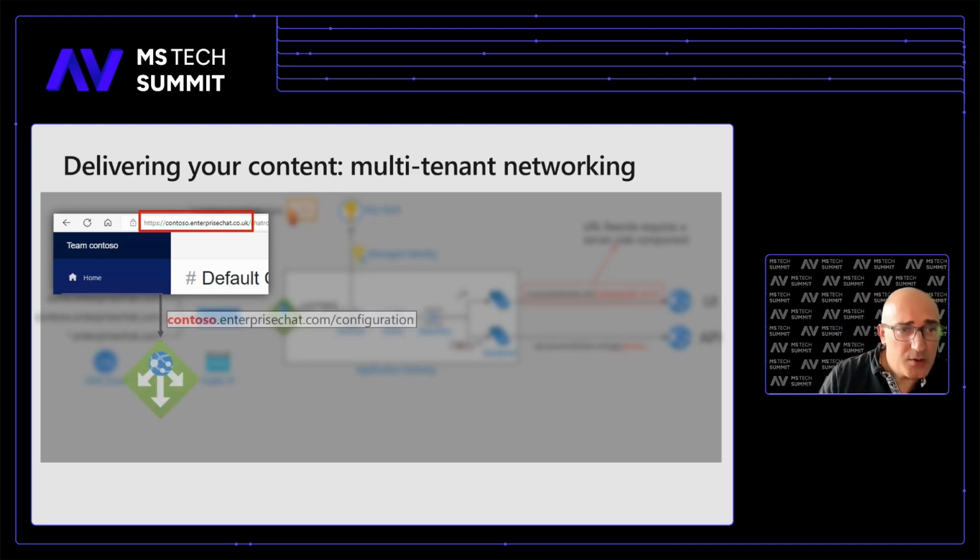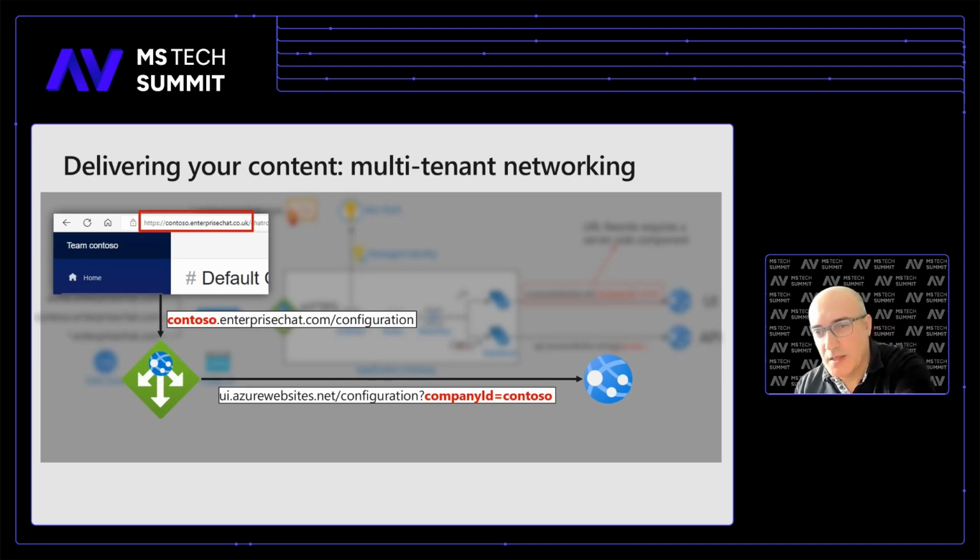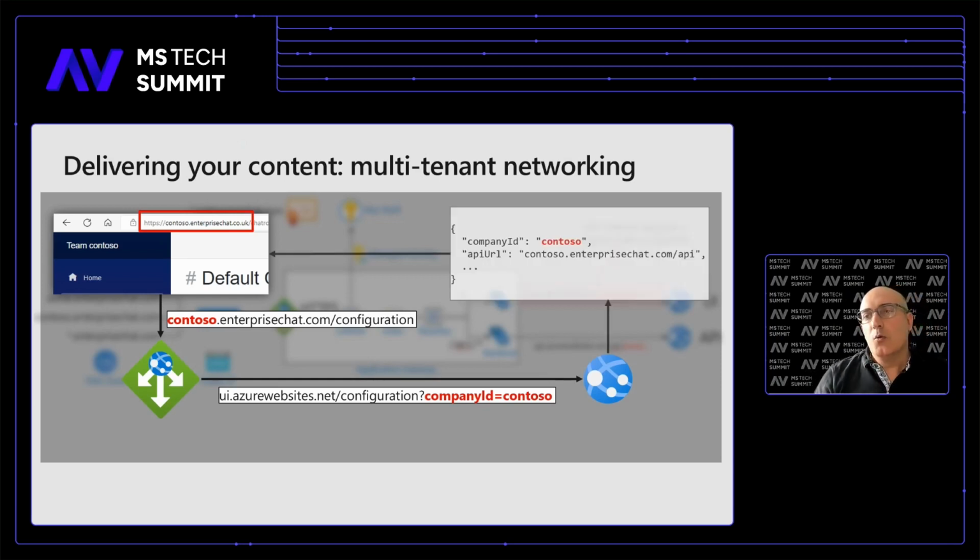contoso.enterprisechat.co.uk. What we're going to do as a first thing is make a call from the browser to contoso.enterprisechat.com/configuration. Application Gateway will get that URL. As we've seen, we'll transform it into this request on the server-to-server channel before sending it to the Azure web app. And here we can return some configuration which is specific to Contoso, like, for example, the name of the company, the API URL, etc. There would be other things for the security part, so that the UI can configure itself during the startup.